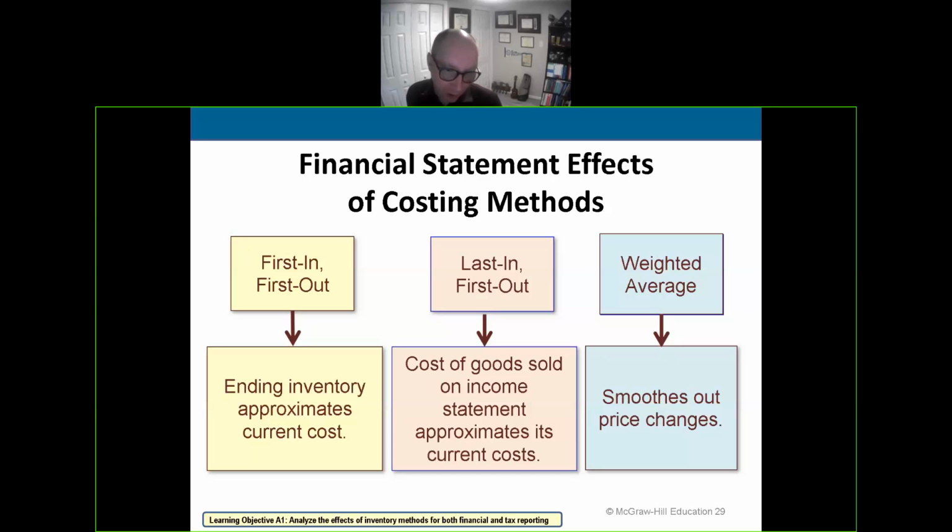For first in, first out, the ending inventory approximates the current cost. And that's why the majority of businesses use first in, first out. But also because the majority of businesses have perishable items.